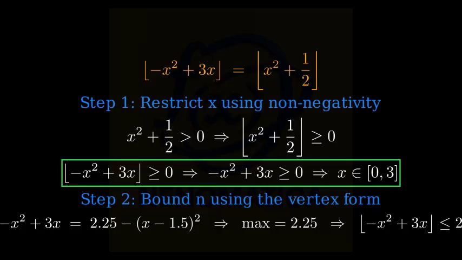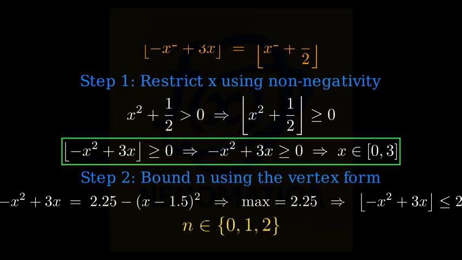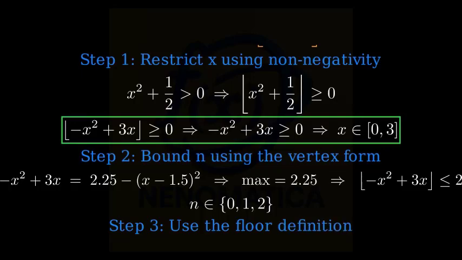Complete the square. Negative x squared plus 3x equals 2.25 minus the square of x minus 1.5. So its maximum value is 2.25. Therefore, the floor of the left side can only be 0, 1, or 2. Step 3. By definition of the floor function.